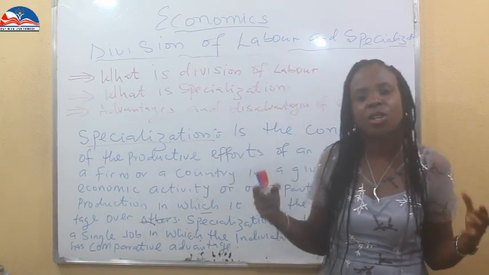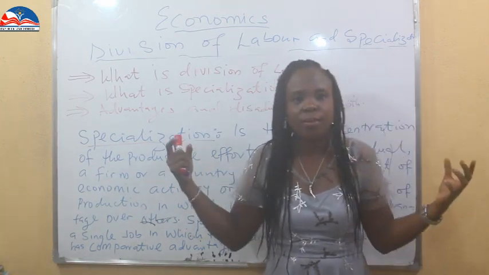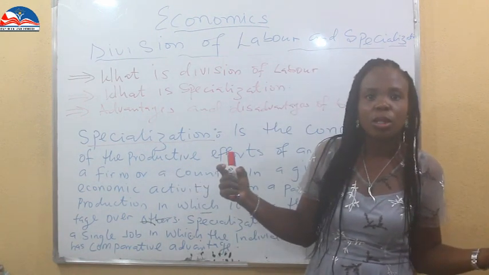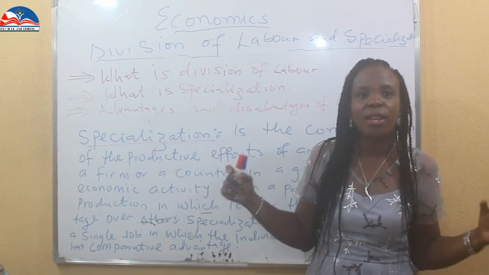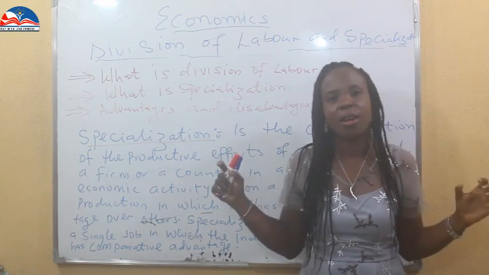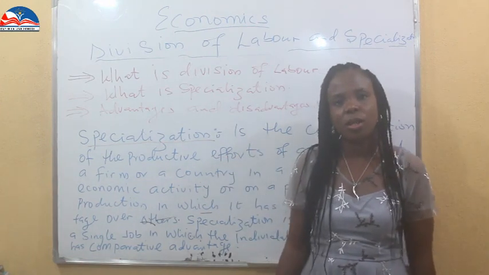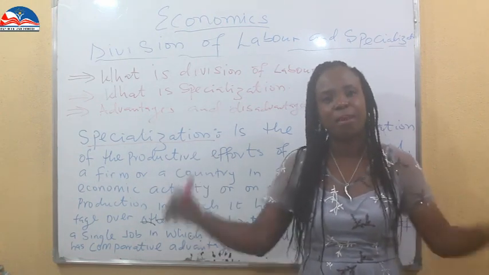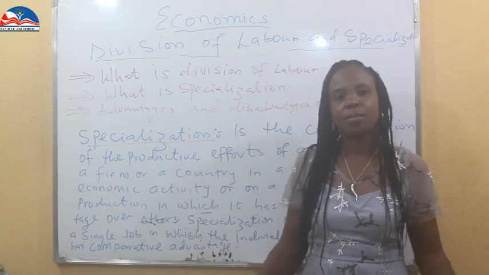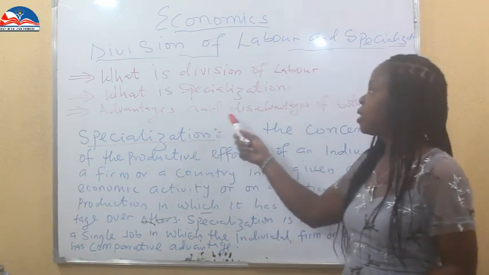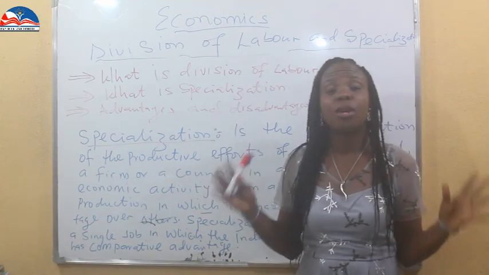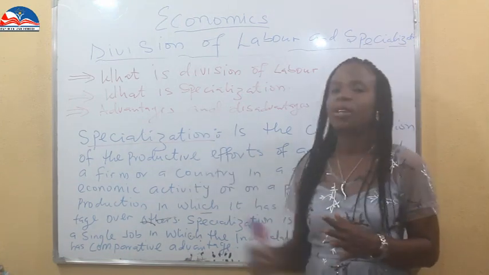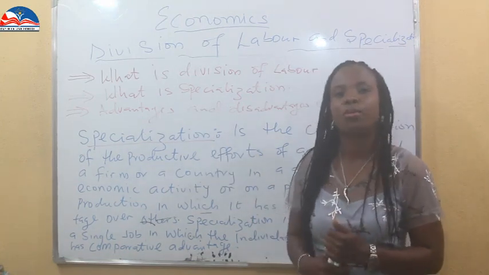So specialization is individual, firm, country, undertaking production that their comparative advantage is high in that area. That's specialization. So for individual, they do that job which they are good at, best at. That's specialization. We're going to take the advantages and the disadvantages. The two of them share same advantages and disadvantages. So let's go over to the advantages in our third objective.